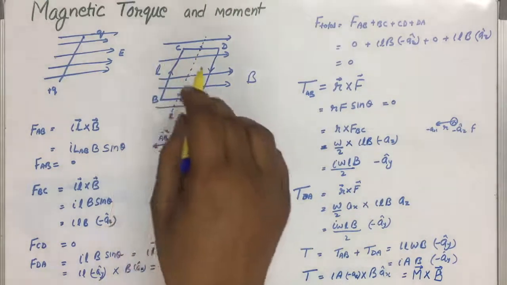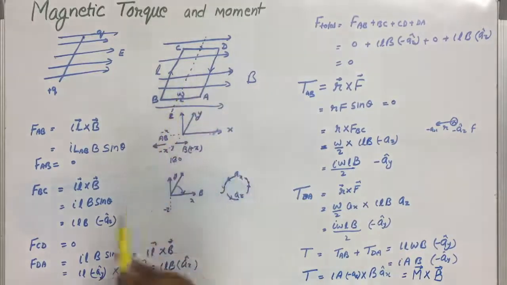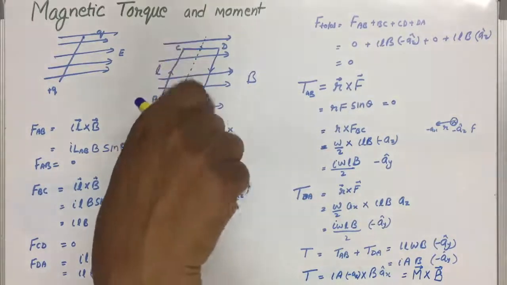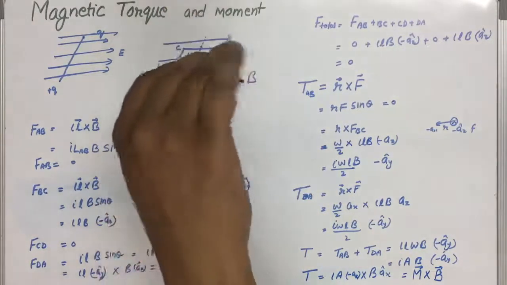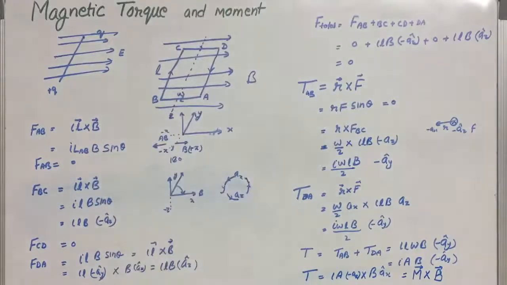So the loop is this one. So the area vector will be the normal to the loop. The loop is anti-clockwise, so the normal should be downward, that is the minus AZ direction, and B is in the AX direction. So this is the magnetic dipole moment and this is the magnetic field. So the final result will be torque is equal to M cross B.